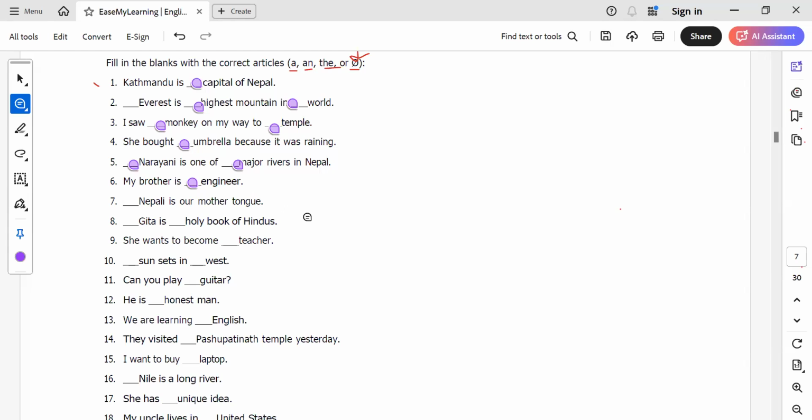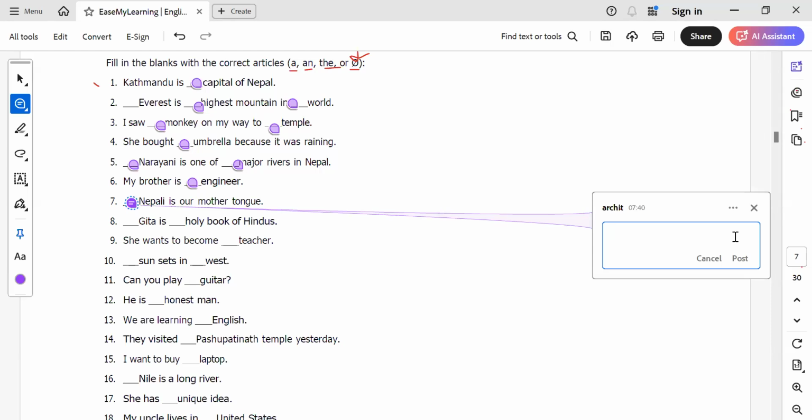I'll consider from Samrat. Okay. Guys, do not write until we complete the question. Once we complete the question, then only you have to write. So again, Samrat, I'll consider from Samrat. Okay, so Samrat's answer is no article. That is correct, because we know there is only one Nepali language. We do not have to specify the article.